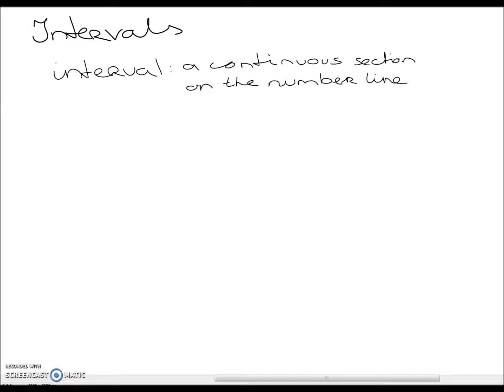This video is about intervals. An interval is a continuous section on the number line. And in order to talk about this some more, we first need to draw a number line.